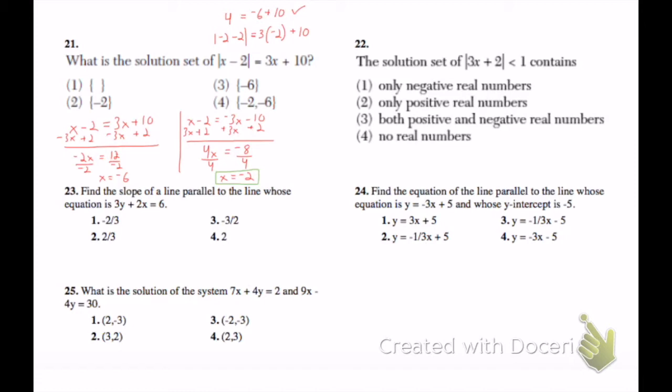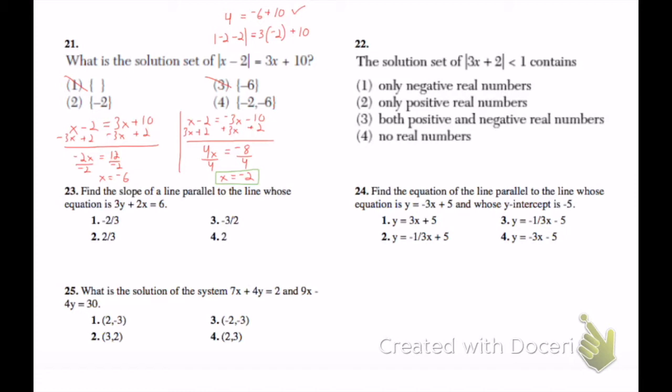So if that's definitely a solution, let's cross off all of our choices. Well, we can't have no solution because we already proved that there is at least one solution, negative 2. And we know it can't just be negative 6 because it has to include negative 2. So now let's test negative 6.